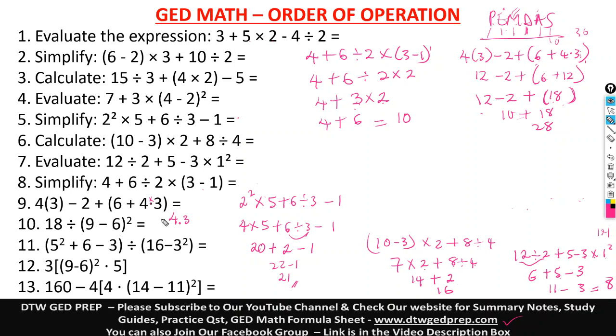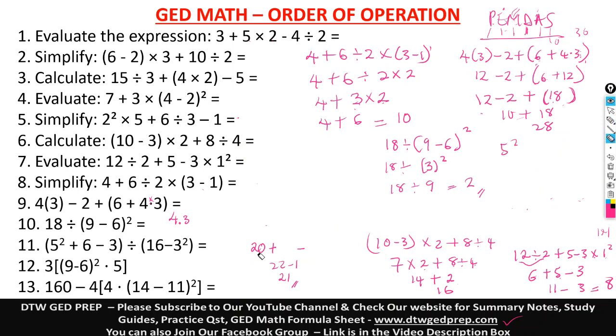Now, for number 10, it says 18 divided by 9 minus 6, raised to the power 2. So 9 minus 6 is 3, and what is 3 square? 3 square is 9, and what is 18 divided by 9? That would give us 2. So this is our answer. Now for 11, 11 says 5 square. 11 is quite big, need more space here.